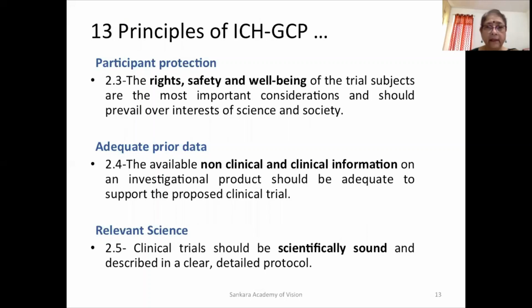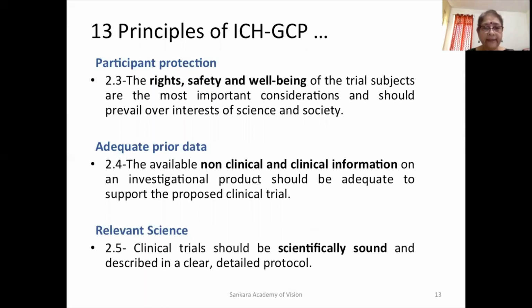Now, one should actually have adequate prior data, and 2.4 actually describes that. So whatever data you have with you on the non-clinical research that you have done in vitro, in vivo, and the clinical information. Suppose you are going to do phase 2 study, then you need to have phase 1 data as well. So all that you have collected so far, before venturing into the next phase, you have to actually have that projected to argue that you're going into the next phase of the clinical trial, or the proposed one.